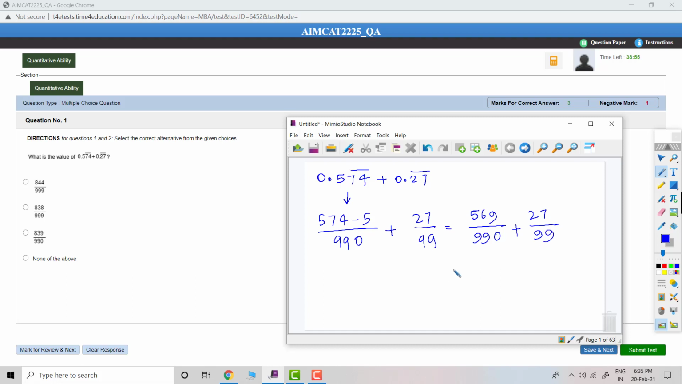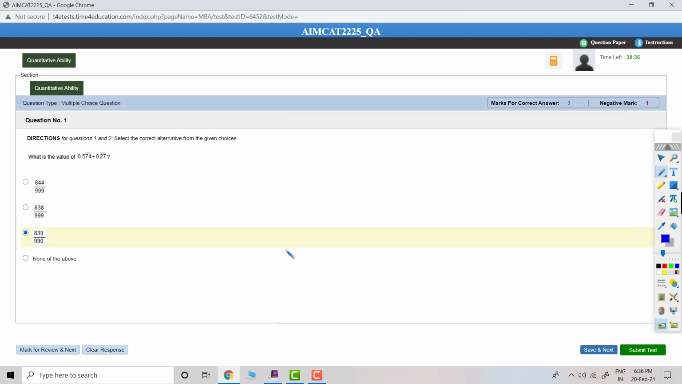So now the LCM is 990. So this is 569 plus 270. Let's do this addition. This addition is going to be 9, 3 and 8. That is 839 divided by 990. So which option is correct? Option number C is correct.